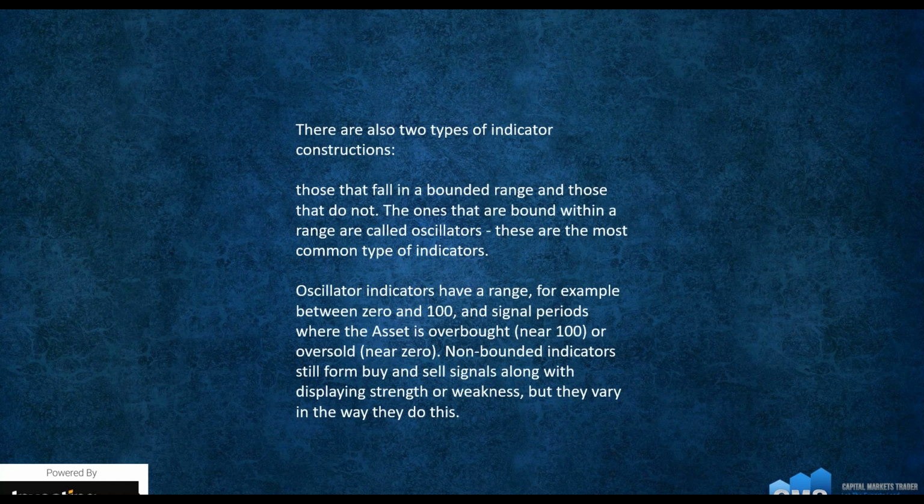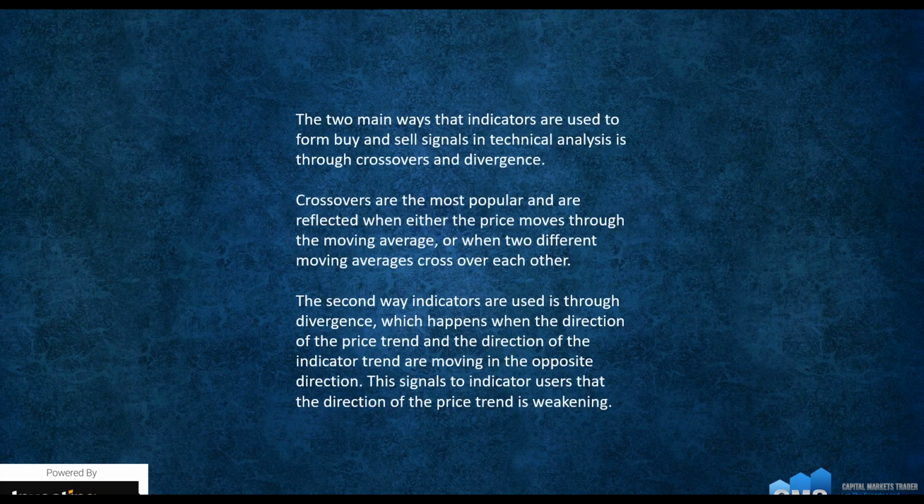But there are two types of indicator construction: those that fall into bounded ranges and those that do not. The ones that are bounded within a range are called oscillators. So, let's look at the chart: RSI and stochastics fall in an area called oscillators. MACD and Bollinger Bands are non-bounded, and are not oscillators.